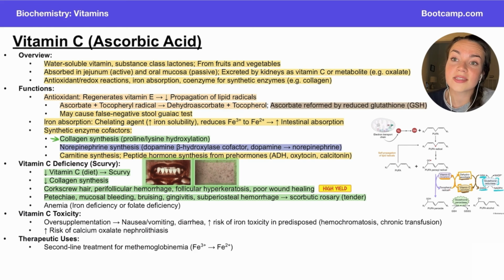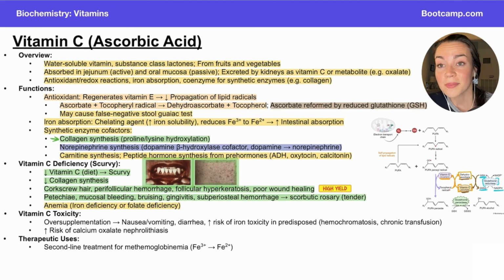And then the other thing we can see in scurvy or vitamin C deficiency is anemia. We can either see an iron deficiency anemia that is caused by vitamin C deficiency because of vitamin C's role in iron absorption, or we can see a folate deficiency, and this is not really caused by the scurvy. It's just that both are comorbid with malnutrition, and so you'll often see them together.